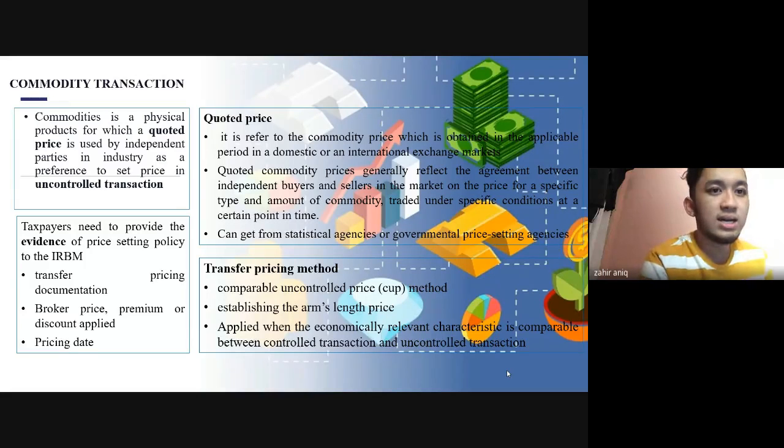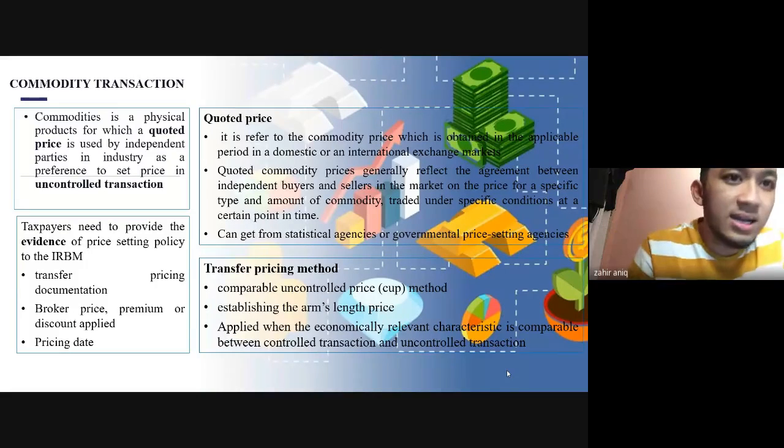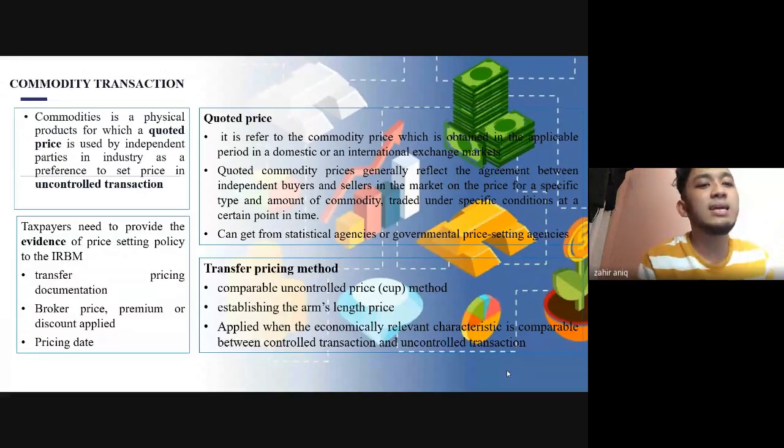So this independent party, buyer or seller, can get the information to make sure of their agreement on the quoted price. They can get it from a statistical agency or a government price setting agency.